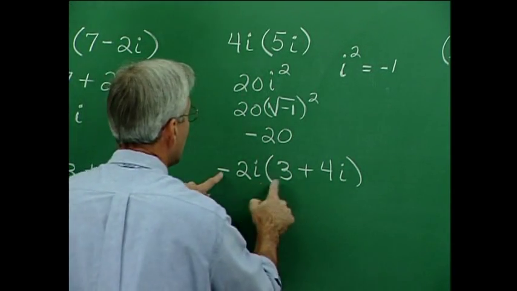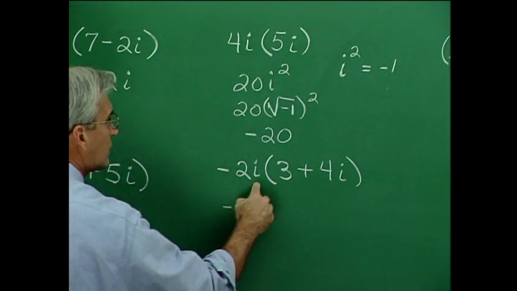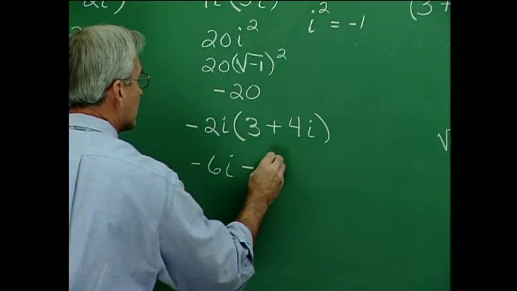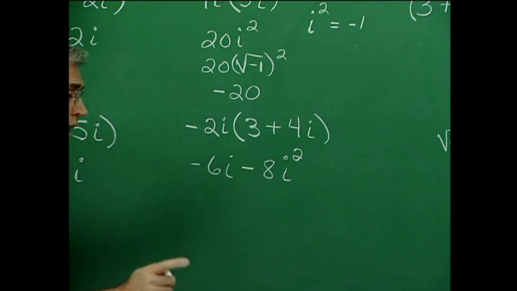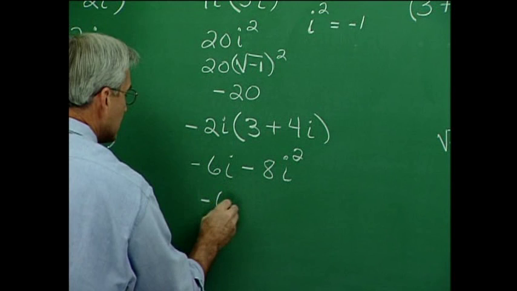Here we have negative 2i times 3 is negative 6i. And then negative 2i times 4i, negative times positive is negative. 2 times 4, 8. i times i is i squared. But i squared is negative 1. So we have negative 1 times the negative 8, and that gives 8.